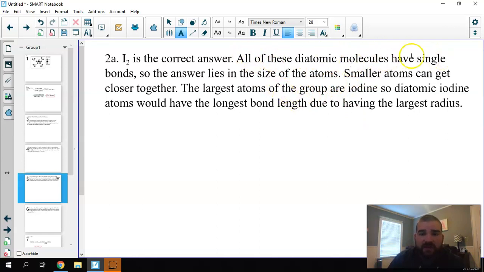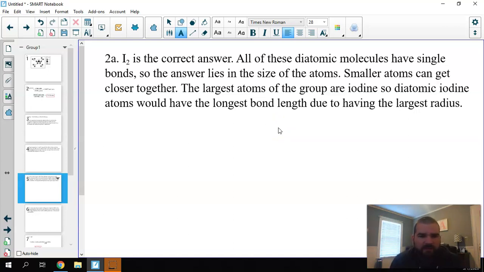Okay. And then essentially, we're going to talk about the size of all these atoms to justify our answer. So these are all diatomic molecules that have single bonds, so the answer lies in the size of the atoms. Smaller atoms can get closer together. The largest atoms of the group are iodine, so diatomic iodine should have the longest bond length due to having the largest radius. That's it. I think it's fairly intuitive, I hope.